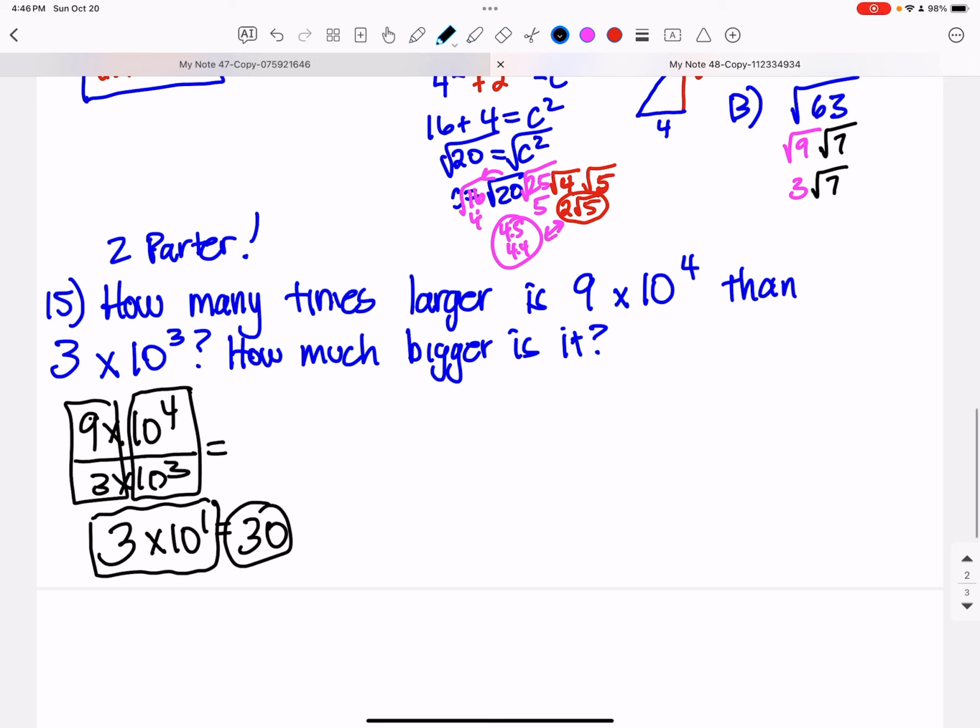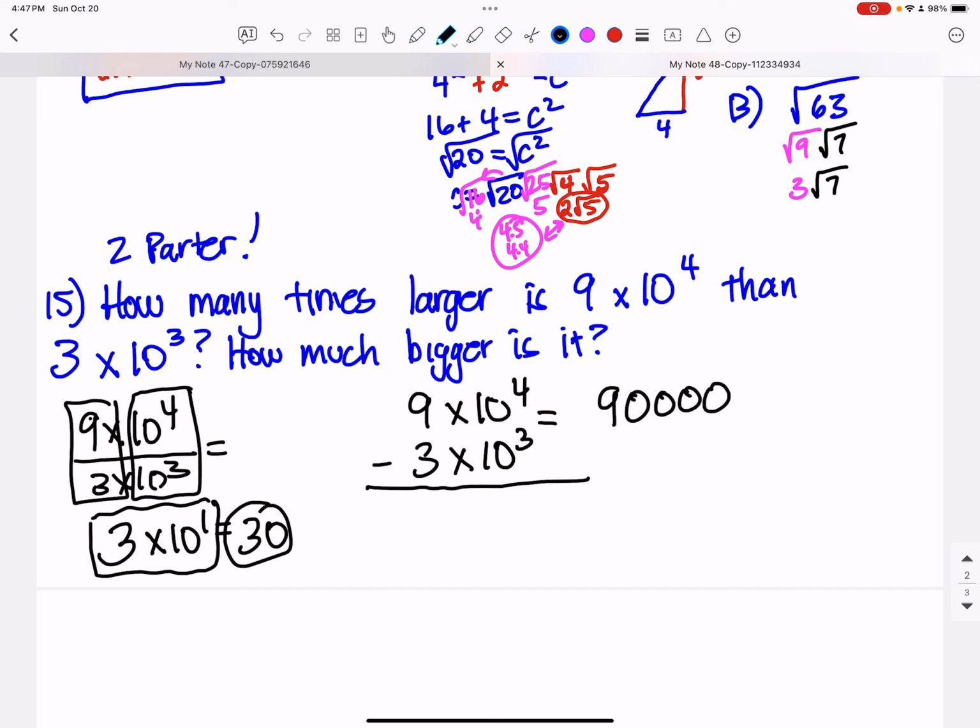But how much bigger is it? Let's see. How much bigger is something, you have to do the long way. This means subtraction. How much space is there between the two? Since there's no shortcuts for this, I have to do 9, move it over 1, 2, 3, 4. That's 90,000. And 3, move it over 3 times. 1, 2, 3. This is 90,000 minus 3,000. This is 87,000. If I wanted to turn it back into scientific notation, it would be 8.7 times 10 to the 4th.